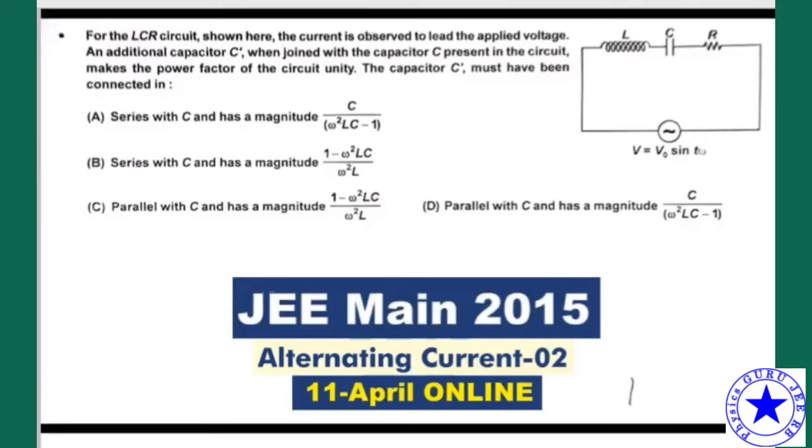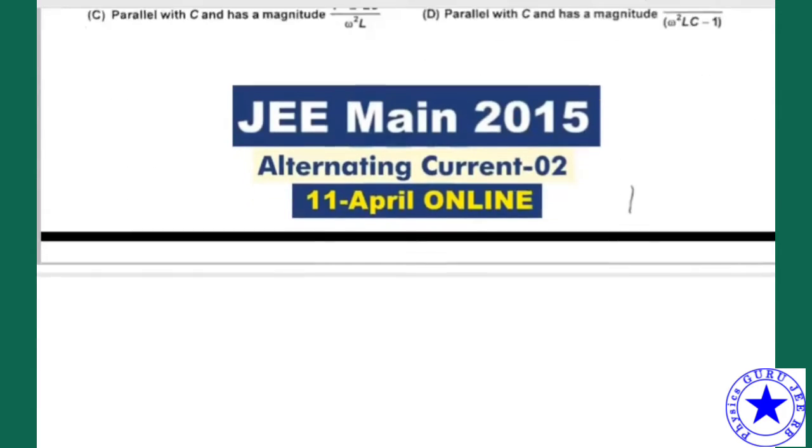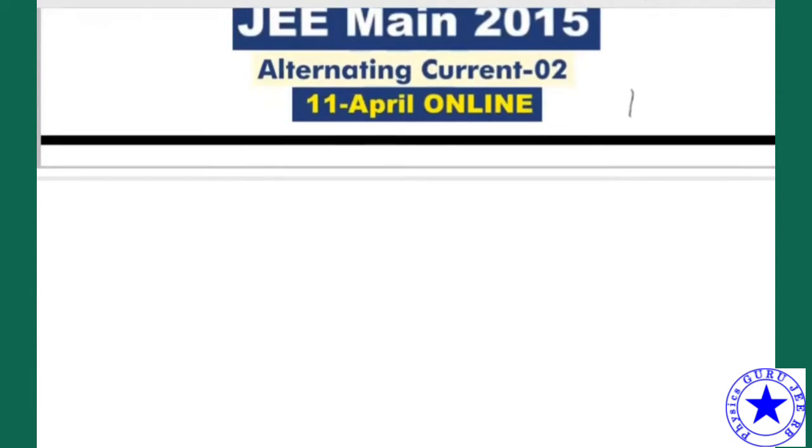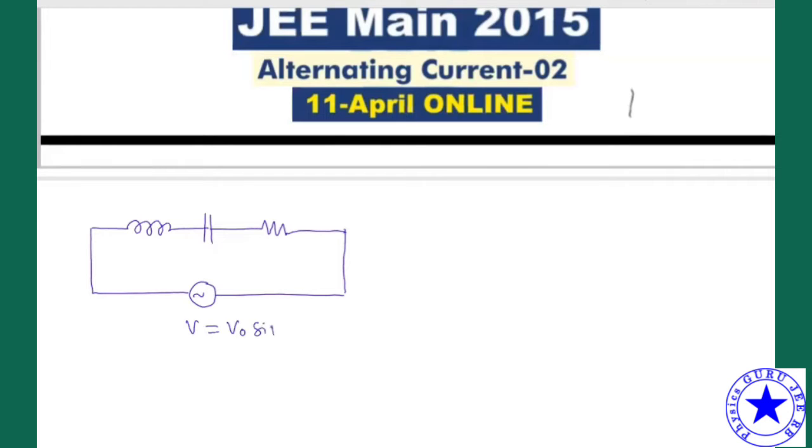Let us see. Initially, the current is leading. Let me draw the circuit. First, an inductor, a capacitor, and a resistor, which are connected to an alternating voltage like this. It is an alternating voltage, so V is equal to V0 sin omega t. Here, what are the values given? This is L, this is C, and this is nothing but R.